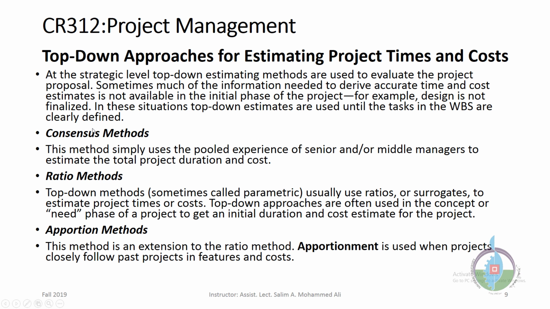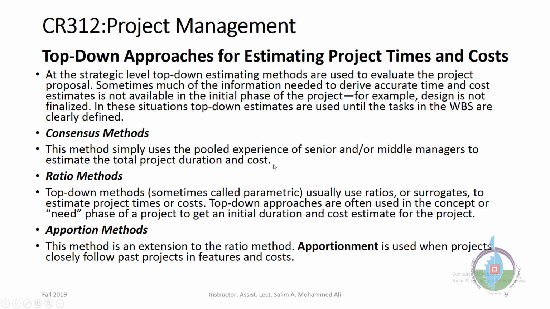There are several methods using the top-down approach. One of them is the consensus method. Consensus method is just like an election. This method simply uses the pooled experience of senior or middle managers to estimate the total project duration and cost.